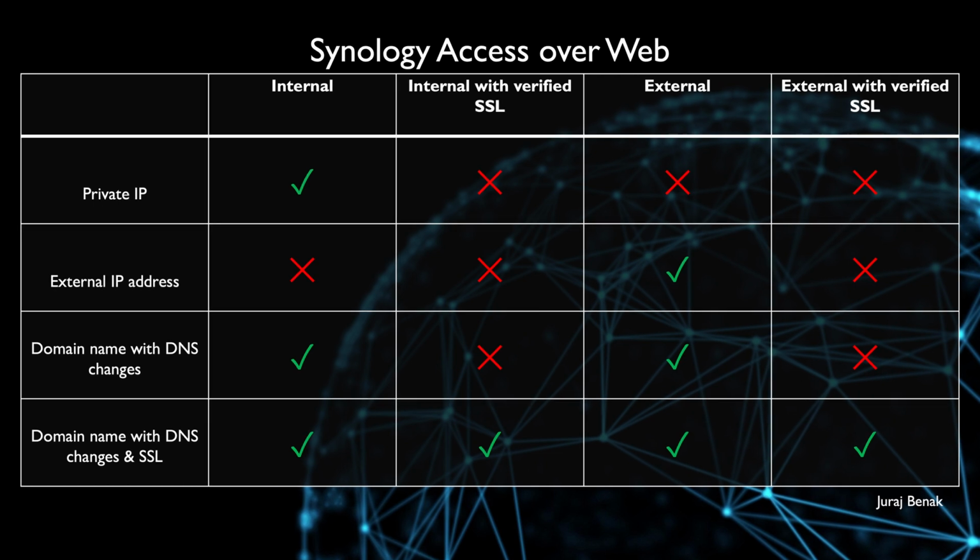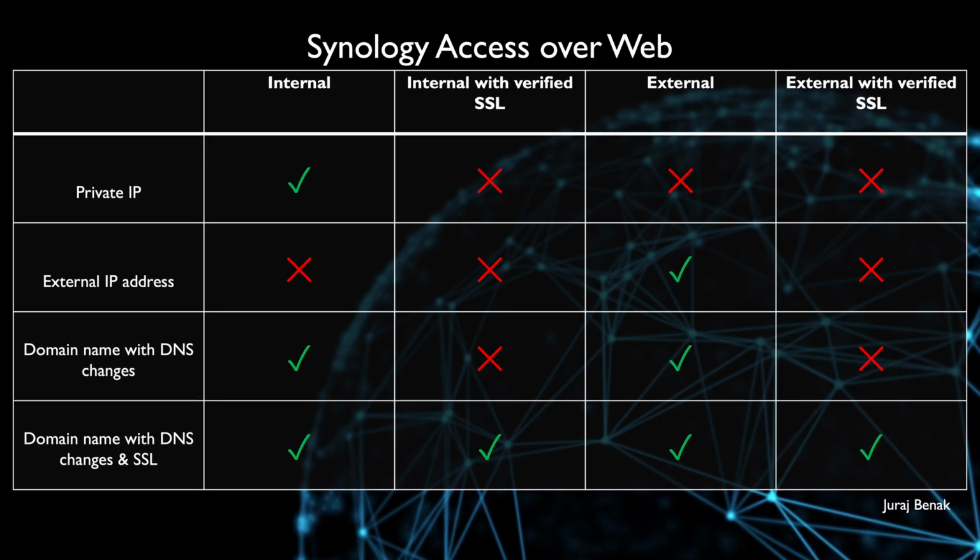Here's where it gets a bit complicated, so I've created a bit of a table to help. SSL can only be validated when using fully qualified domain name or your URL. You can access your Synology directly through private IP at home. This private IP doesn't work from outside. You can access it from outside using your public IP address and port forwarding. This will again not validate your SSL certificate. Your internet public IP address keeps changing unless you pay for static IP, which means you need to manually update your DNS record every time it changes.